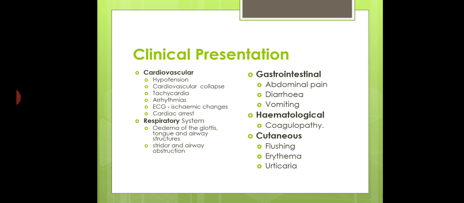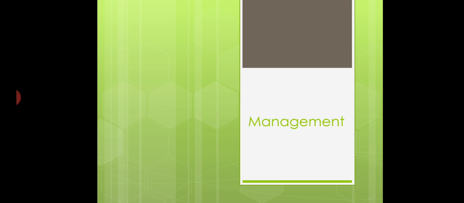Next, clinical presentation can affect all the systems: cardiovascular, respiratory, gastrointestinal, hematological, cutaneous. Cardiovascular system: hypotension, cardiovascular collapse, tachycardia, arrhythmia, and ECG may show ischemic changes, cardiac arrest. Respiratory system: edema of the glottis, edema of the tongue, and edema of the airway structures, stridor and airway obstruction due to the edema. Gastrointestinal: abdominal pain, diarrhea, vomiting. Hematological: coagulopathy. Cutaneous: flushing, erythema, urticaria.